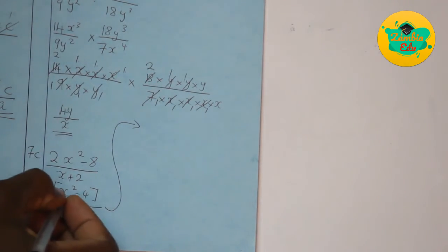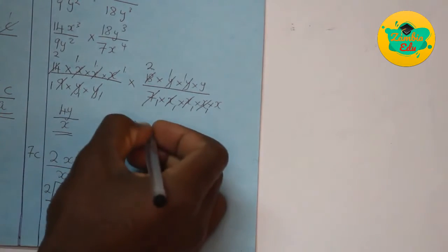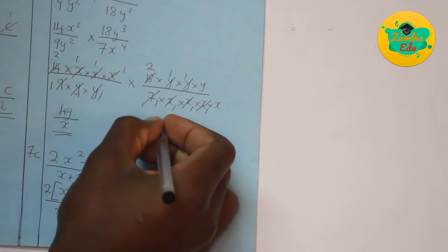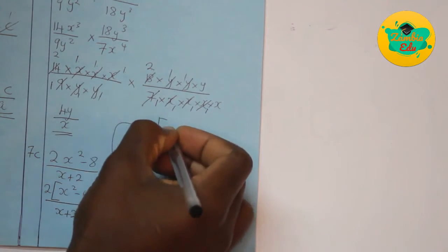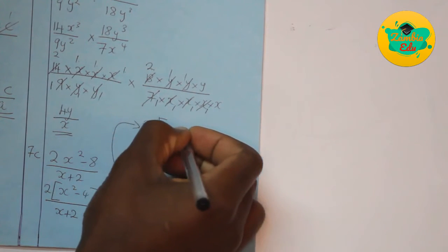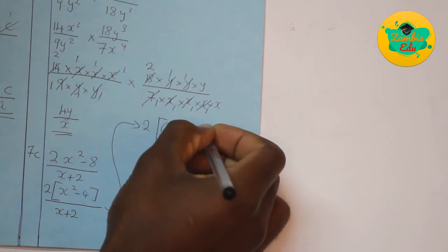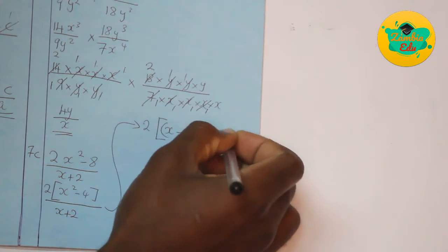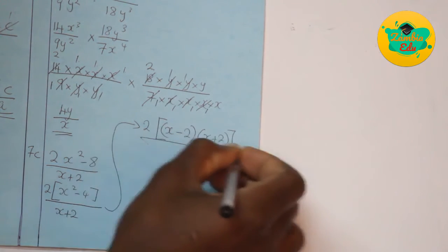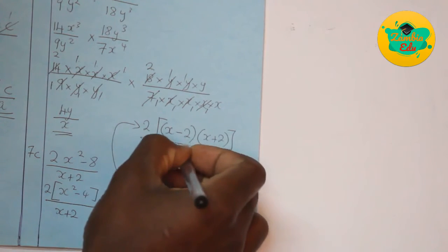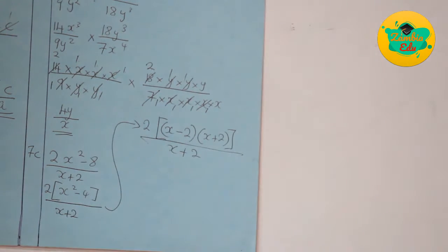So there we remain with a difference of 2 squares. So remember our 2 outside, we leave it like that. Difference of 2 squares becomes x minus 2, open and close, open, x plus 2 in that way, over x plus 2 down there.